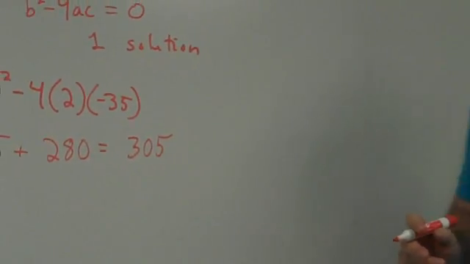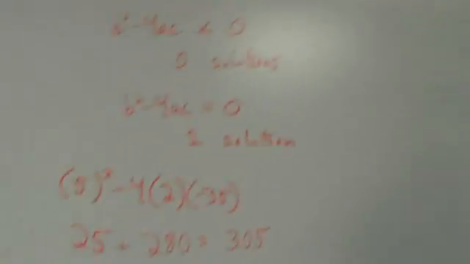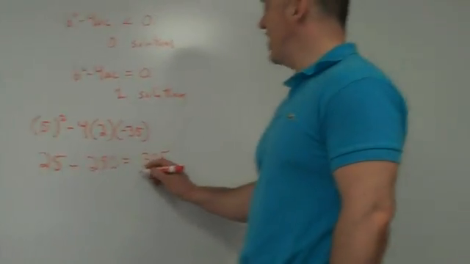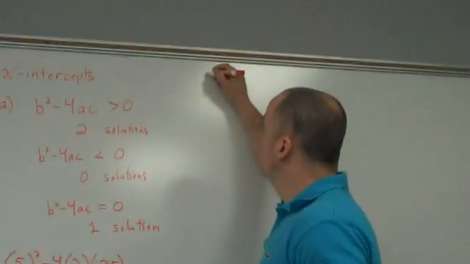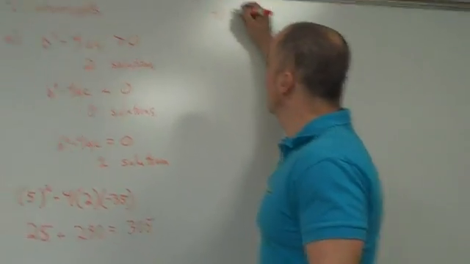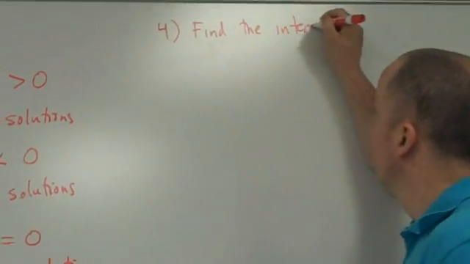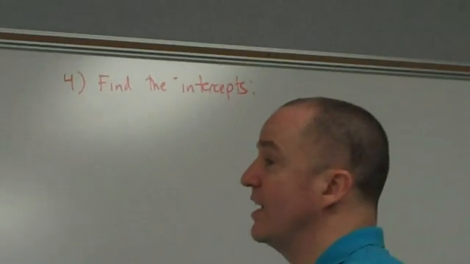to finding them. This speeds us up on our way to finding them because we know we have 2 solutions, and now we already know part of the quadratic formula. Find the intercepts.